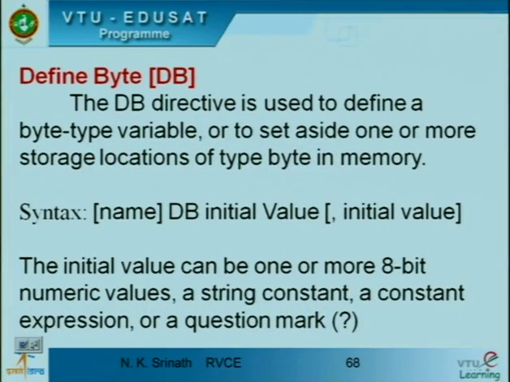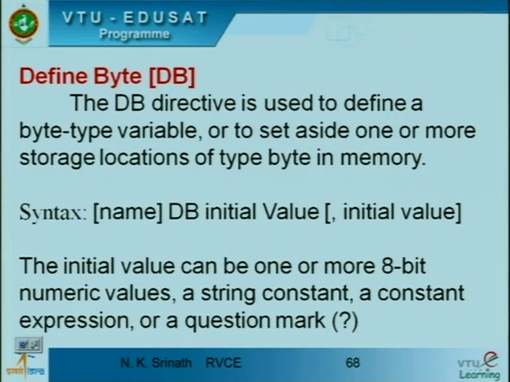Now, data byte. The data byte directive is used to define a byte type of variable or to set aside one or more storage locations of type byte in memory. So, that means that whatever data you are trying to give, it is stored in memory in the form of a byte. So, the syntax is you give a name, db, initial value, and within square brackets it is mentioned with a comma, initial value.